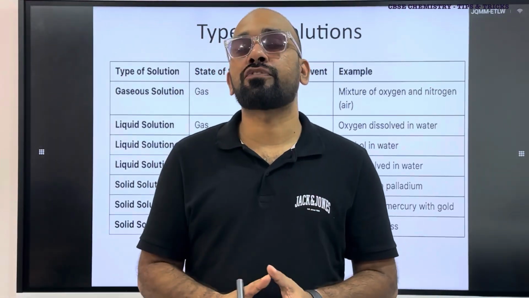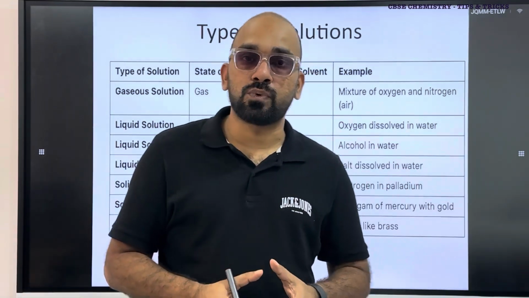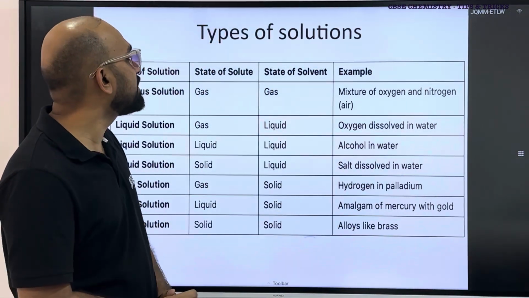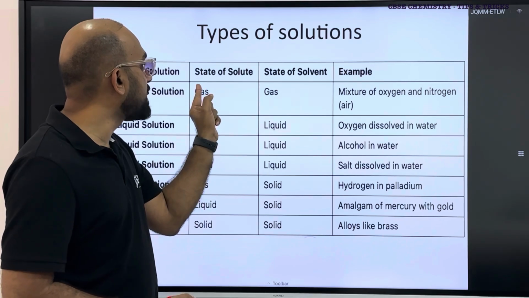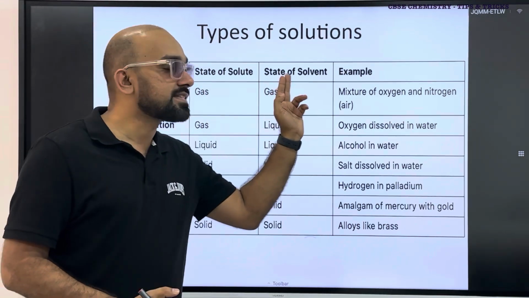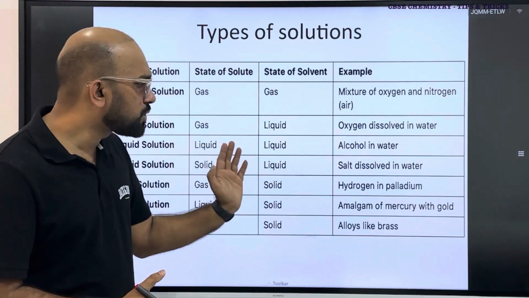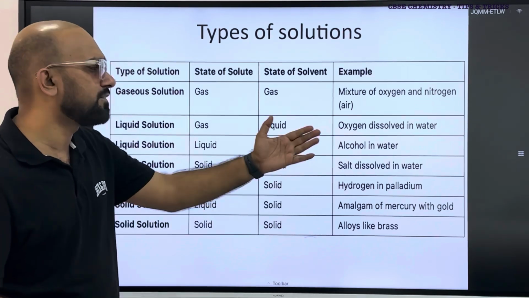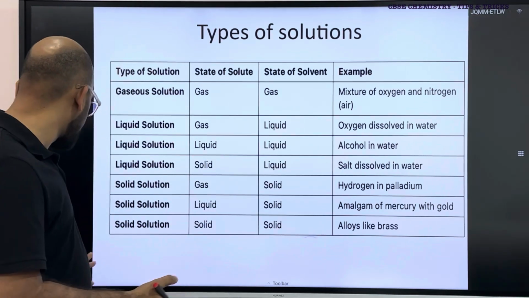In the introduction of the lesson Solutions in the textbook, they have given this table. It's a classification of solutions on the basis of the state of solute and the state of solvent. Have a look through this table. You can see it's a very easy table. You have to go through this table completely.